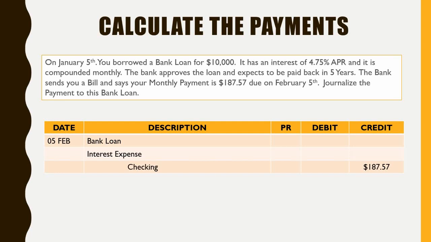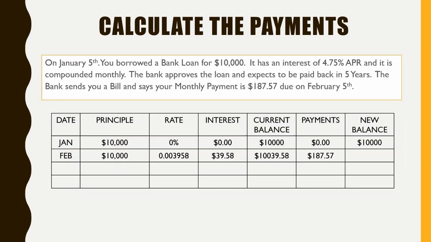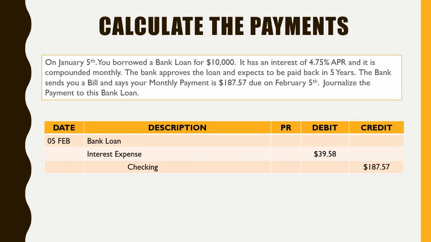So first thing we have is $187, right? The interest for that month, which we solved for, was $39.58. So in this case, when I make a payment, I'm paying for my interest first. And then whatever excess amount, so whatever 187 minus 39, it's going to give me $147.99. This amount is actually going to go pay off my actual principal.